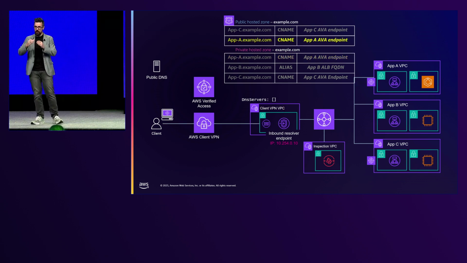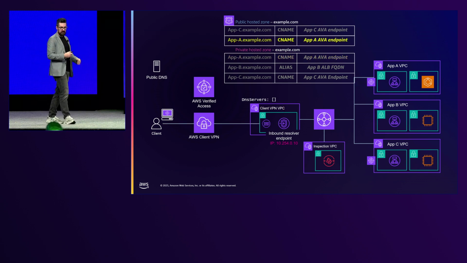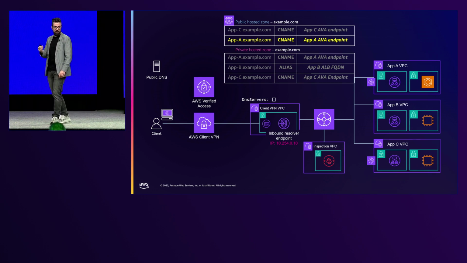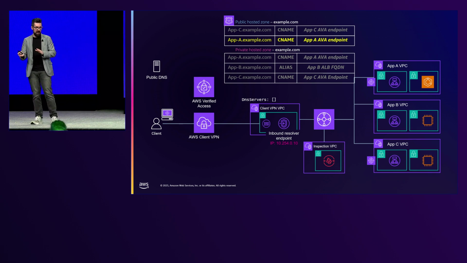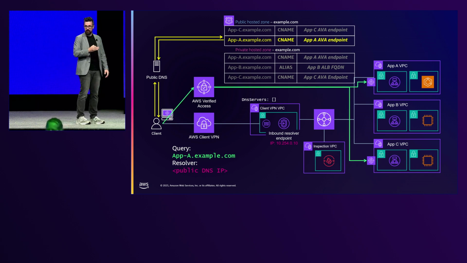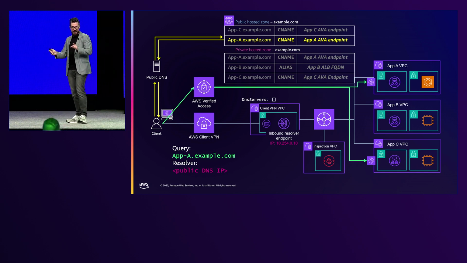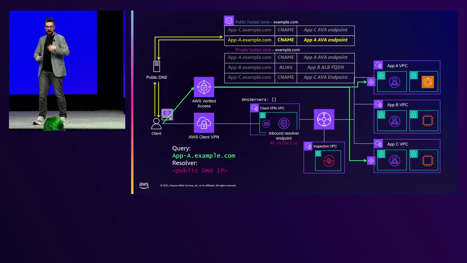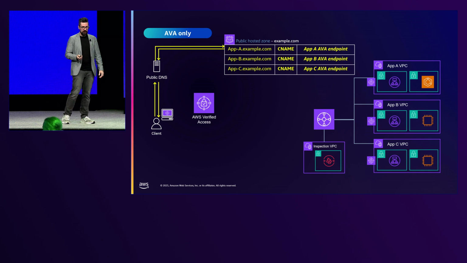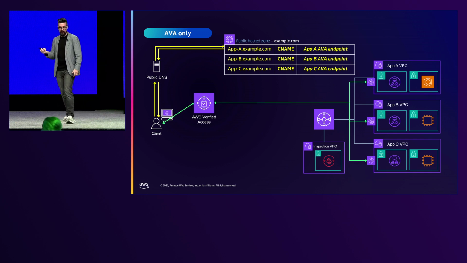And similarly, when we're off the VPN, or if we're using just public DNS, we'll have to have the same thing, an A record in our public hosted zone for appa.example.com pointing to that AVA endpoint. So we'll go to query appa.example.com, and now we'll use that to access both app-A and app-C. And we can repeat this process as many times as we need until we're just eventually using verified access.